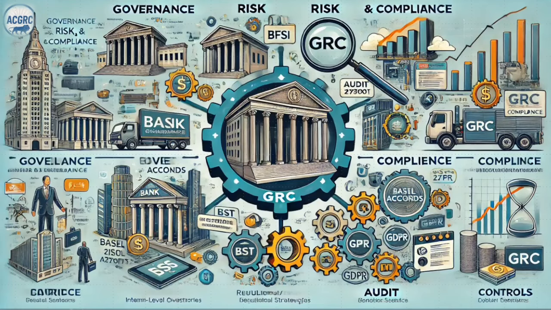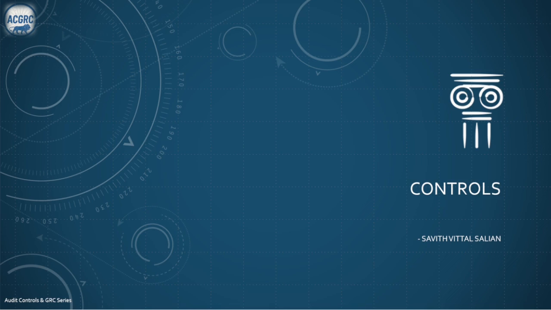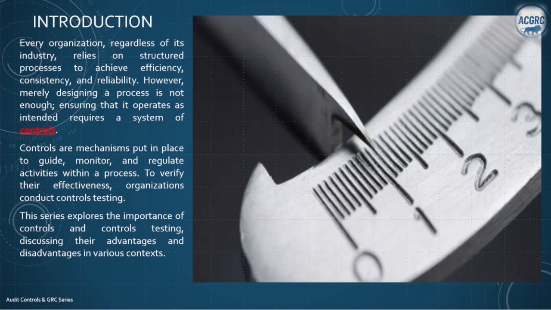Good morning. Welcome to this series of Audit, Control, Governance, Risk and Compliance. As part of this series, today we will be touching base on a critical topic, controls. Every organization, regardless of its industry, relies on structured processes to achieve efficiency, consistency, and reliability. However, merely designing a process is not enough. Ensuring that it operates as intended requires a system of controls. Controls are mechanisms put in place to guide, monitor, and regulate activities within a process. To verify their effectiveness, organizations conduct control testing.